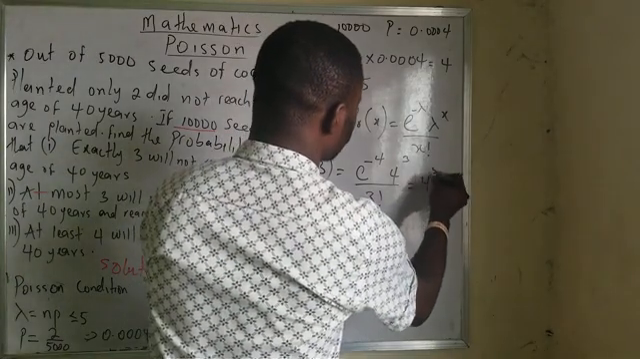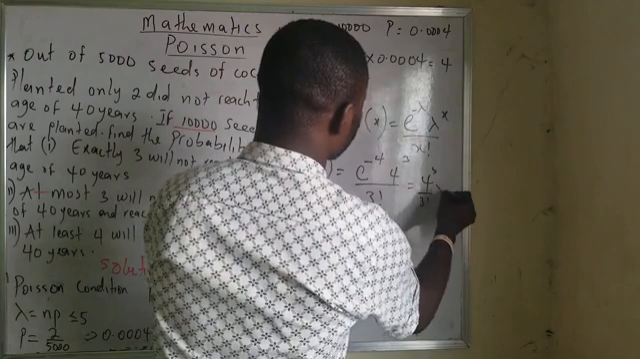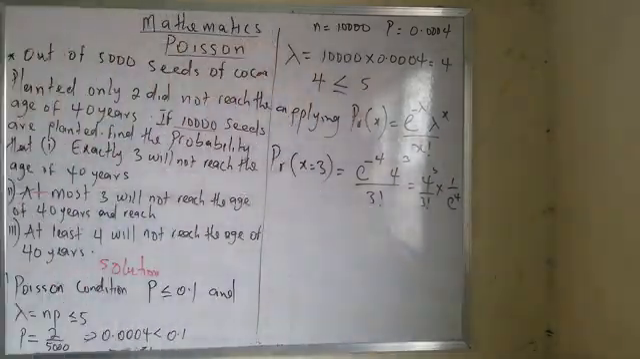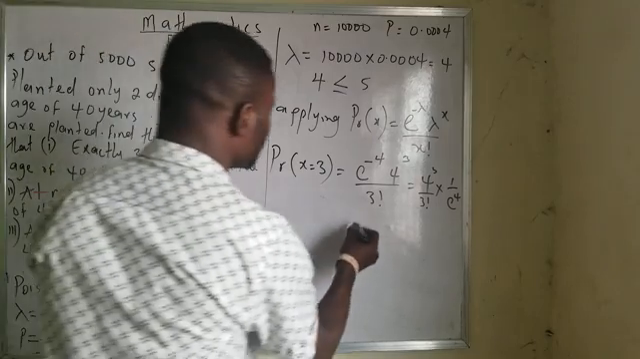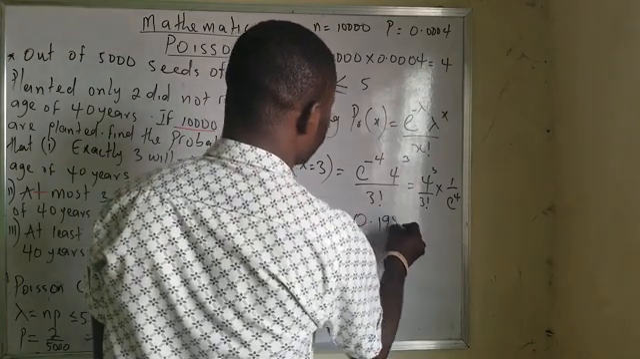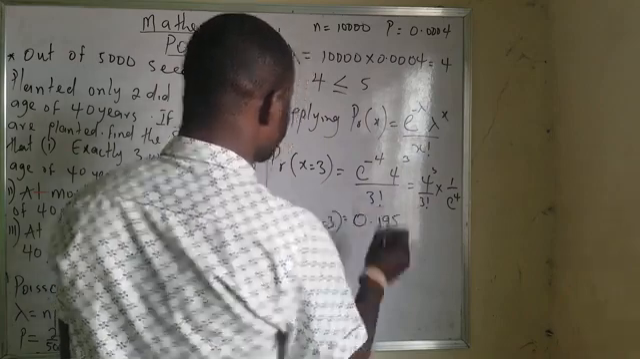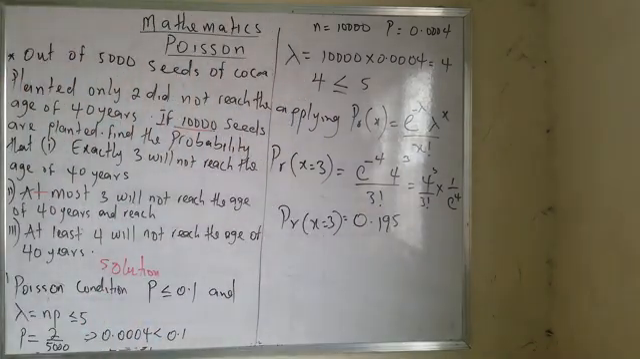It equals 4 raised to power 3 divided by 3 factorial, multiplied by 1 all over e raised to power 4. With the help of my calculator, 4 raised to power 3 is 64. 64 divided by 6, when you multiply with that, will be 0.195. That is my P of X equals 3. It means exactly 3, that is, if it is exact.